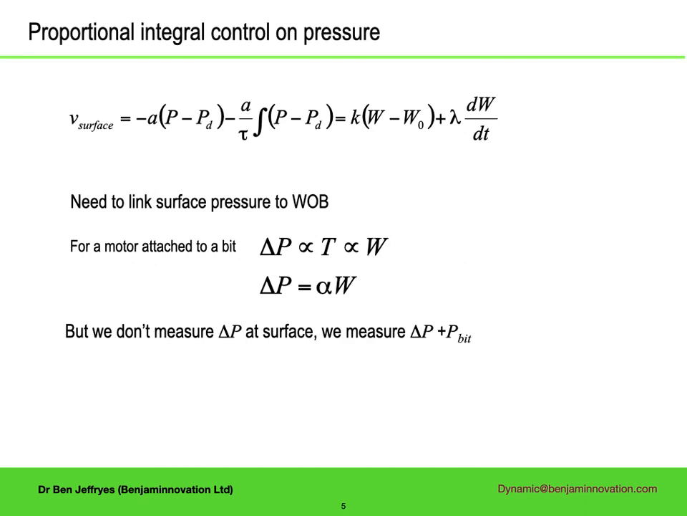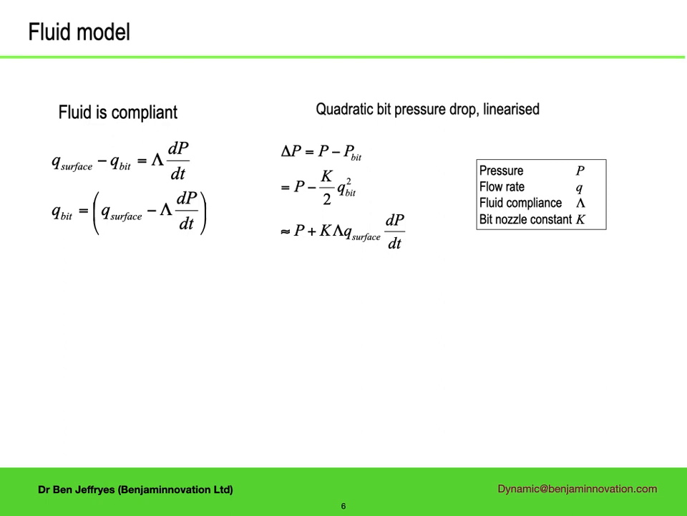But at the surface, as we saw in the fifth presentation, we don't measure the pressure drop, we measure the pressure above the motor. And if the pressure across the motor changes, it also changes the flow rate, which changes the pressure drop across the bit. So we need to include the fluid model, familiar I hope from the previous presentations. And as this is all about linear stability, we're going to have to linearize. There's a compliant fluid between the surface and the bit, and a quadratic pressure drop at the bit that has to be linearized.